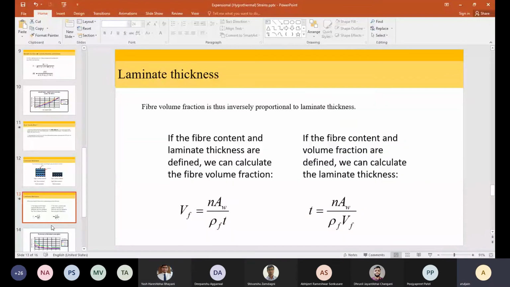So we have this formula: the volume fraction is equal to the number of layers times areal weight, divided by the density of fiber times thickness. Or if the fiber content and everything else is known, you can calculate the thickness as the number of layers times areal weight, divided by the density of fiber times volume fraction. These are important because, as I said, it's very unlikely that the material supplier is going to give you the fiber volume fraction directly.